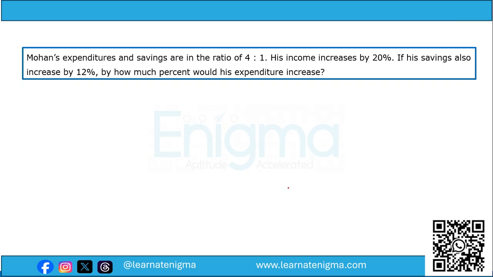Mohan's expenditures and savings are in the ratio 4:1. His income increases by 20%. If his savings also increase by 12%, by how much percent would his expenditure increase?